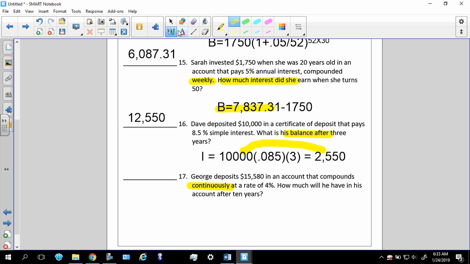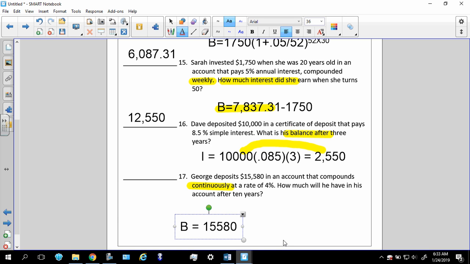George deposits 15,000 that compounds, okay, continuously. That's the PERT formula. All right, so that's going to be the balance is equal to 15,000 times little e, and I'm going to raise this to a power in a second. Give me 1 second. So on this times 10. Raise this so you can all see it. There you go. And so when I do that, the answer ends up being, because it's all a calculator, $23,242.63. There you go. Let's keep going.